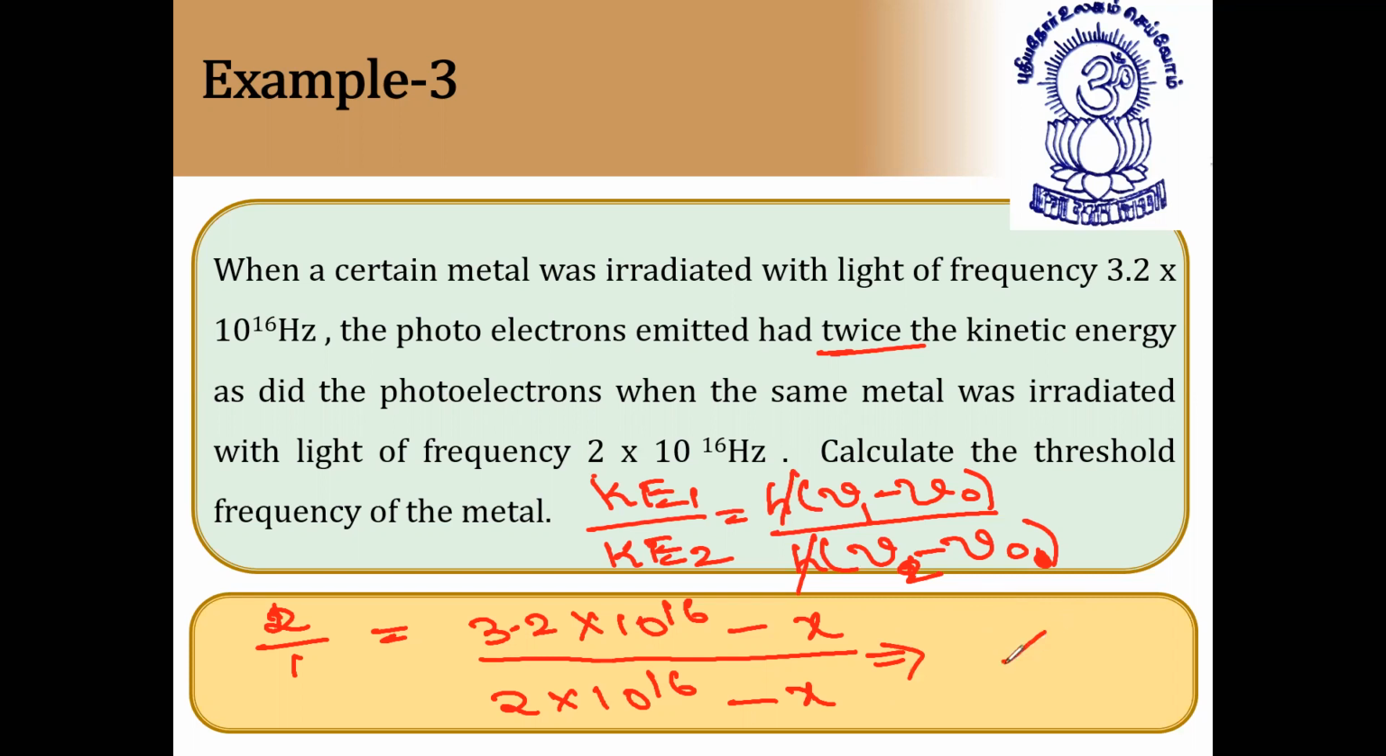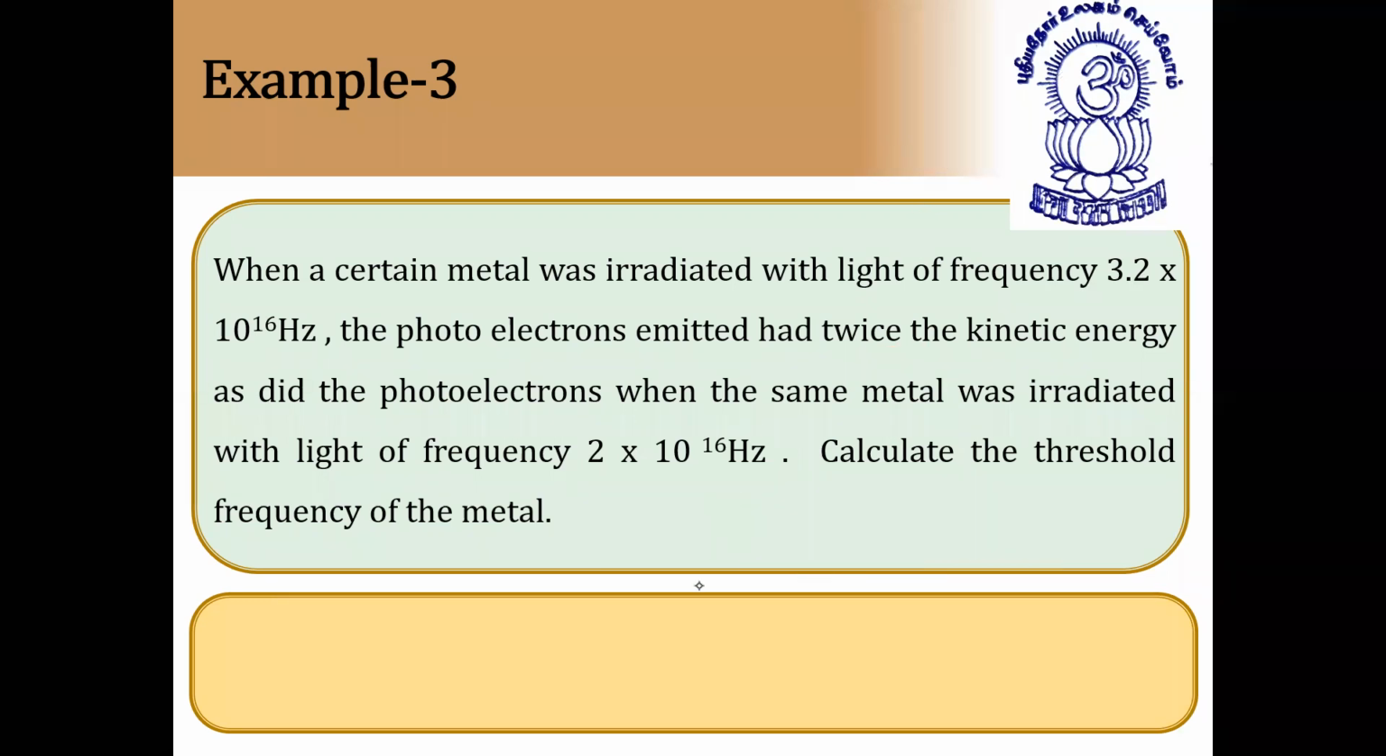And that x is nothing but the threshold frequency of the metal. So easily you can get it by using the equation. Just send 2 × 10^16 minus x to that side, and if you interchange with 3.2 × 10^16 minus x, you'll get the answer straight away. There is no quadratic equation required for this. Just interchange the values, and the answer is 8 × 10^15 hertz. They have given the answer 8 × 10^15 hertz.